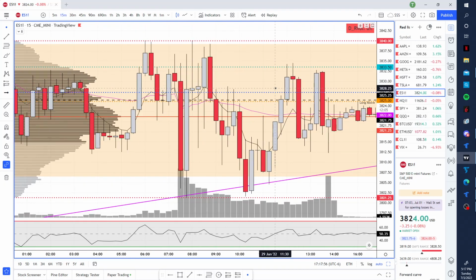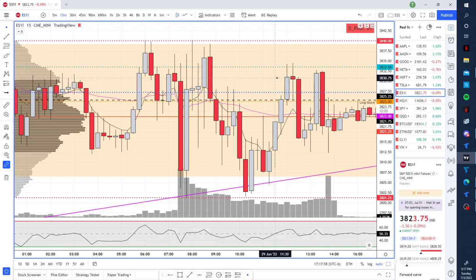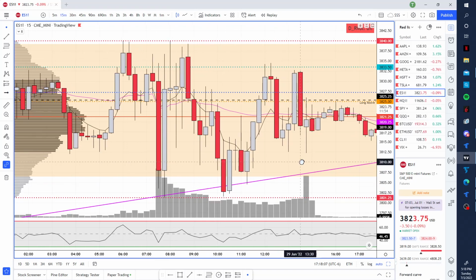It's a nasty scissor right there. I think I just need to be better about waiting for the volume to show a clear sign of whether we're going up or down, and the candles as well. Because really, I don't think I should have traded this at all. This is terrible.